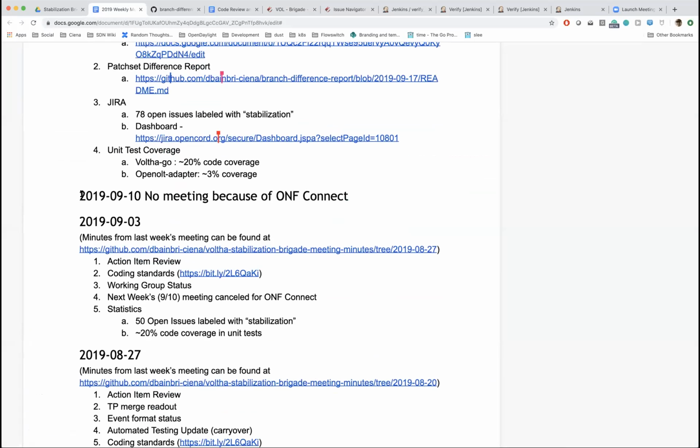Last item I have on my agenda was about code coverage. I didn't look at the other projects. I just ran out of time, to be honest. But the important thing is we are still at about 20% code coverage on Voltha, 3% on the OpenOLT adapter, and that is less than we would like.